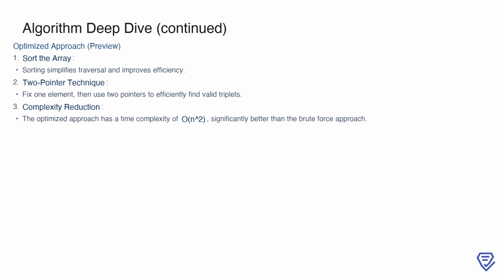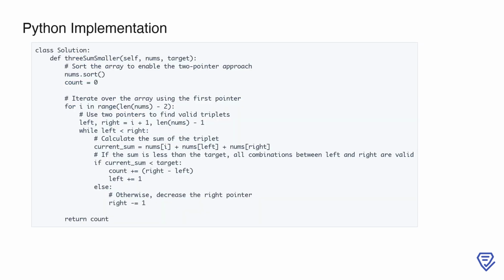This optimization makes the solution much more scalable, especially for larger arrays. In the next steps, we'll dive deeper into how this two-pointer technique works and how it transforms the problem into a more efficient computation. This Python implementation solves the three-sum-smaller problem using the two-pointer approach for optimal performance.